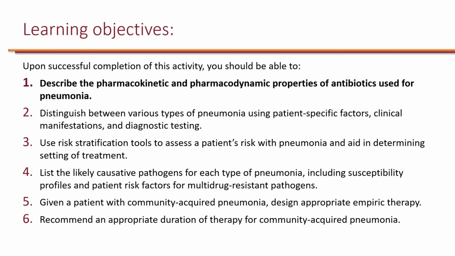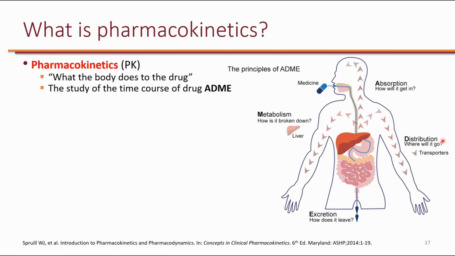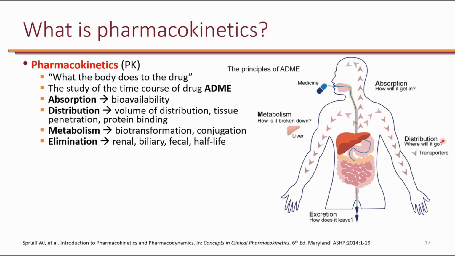The first learning objective is to describe the pharmacokinetic and pharmacodynamic properties of antibiotics used for pneumonia. Let's review what pharmacokinetics means. Traditionally, pharmacokinetics is known as what the body does to the drug. It basically involves ADME: absorption, distribution, metabolism, and elimination.